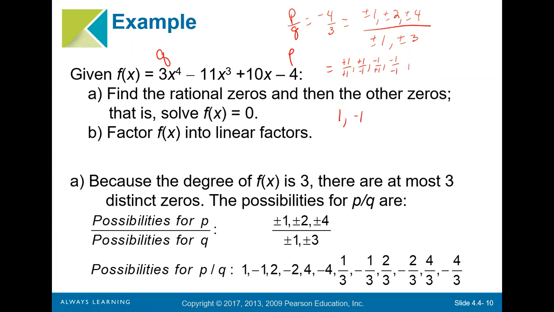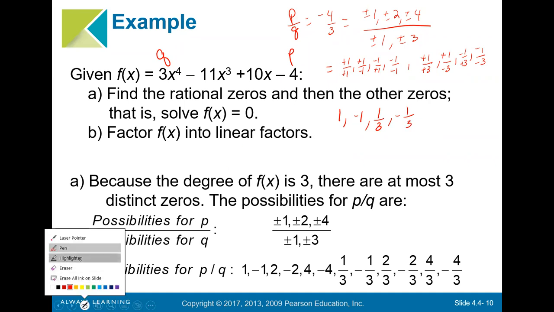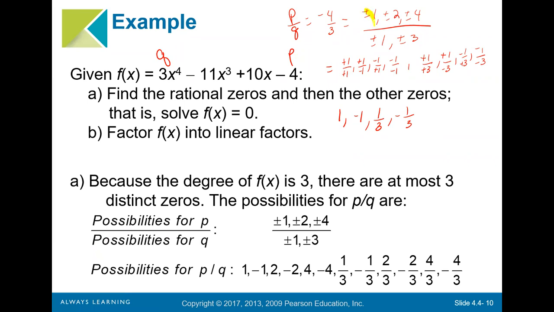Next, I can have positive 1 over positive 3, and I can have positive 1 over -3. I can have -1 over positive 3. I can have -1 over -3. What does it tell me? I have a possibility of a positive 1/3 and a possibility of a negative 1/3. So I wanted you to see what I was doing. I took this over that one, and now I took this over that one.